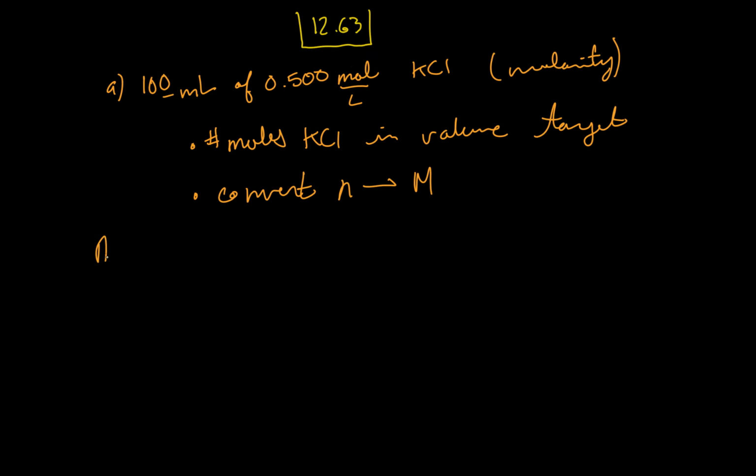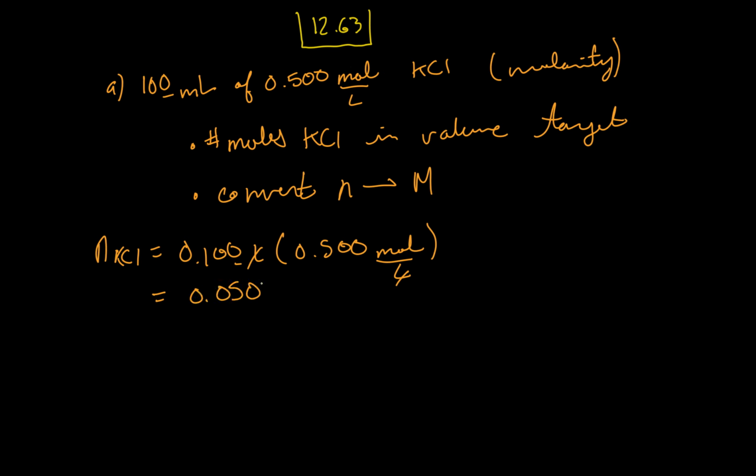Moles of KCl in that solution is concentration times volume. We have to change the units here. You see we're in milliliters, so let's convert that to liters, which is 0.100 liters. We'll multiply that by 0.500 moles per liter. You can see this cancels out the volume, and we're left with an answer in moles, which is 0.05 moles.